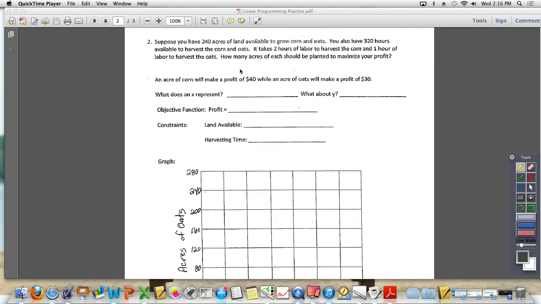Well, in most of these problems, I'm going to give you a graph. And on the graph, the x-axis is going to be labeled. So look at your x-axis, you guys. What does it say on the x-axis?